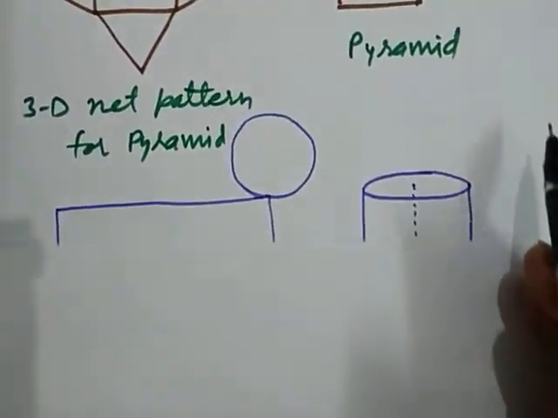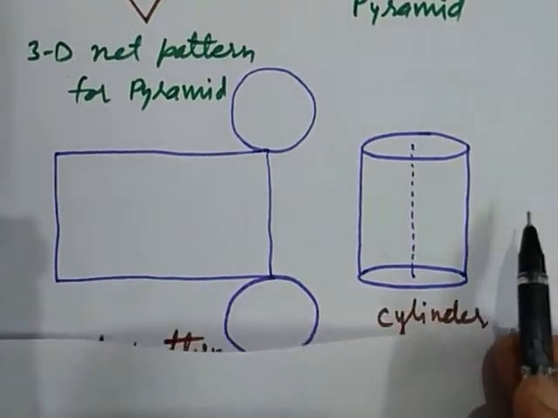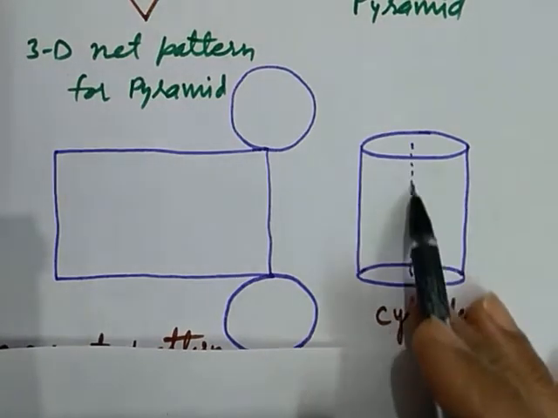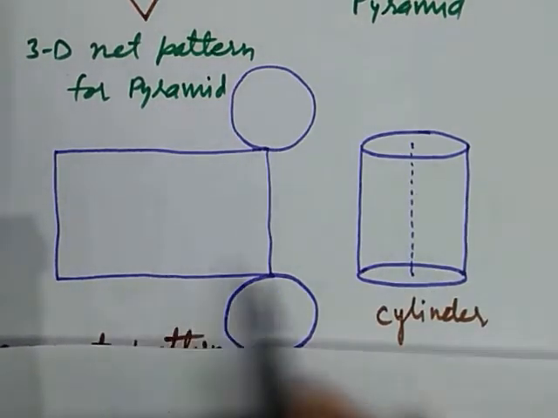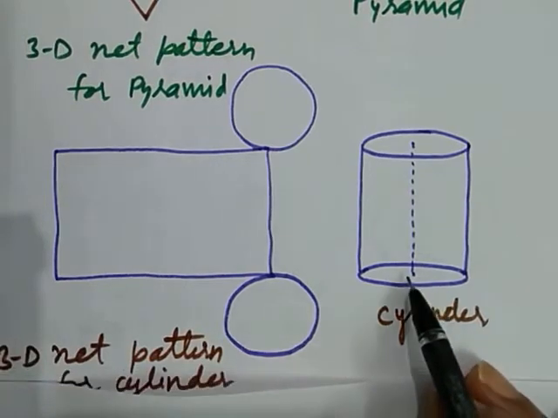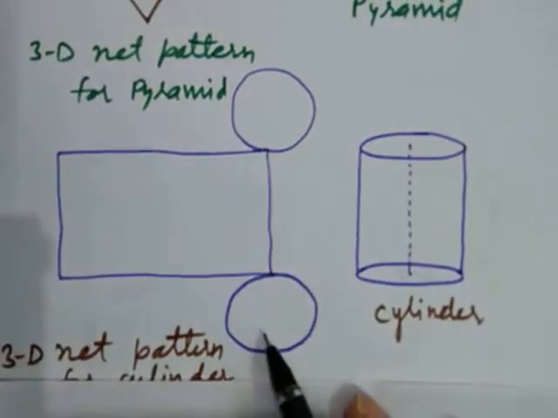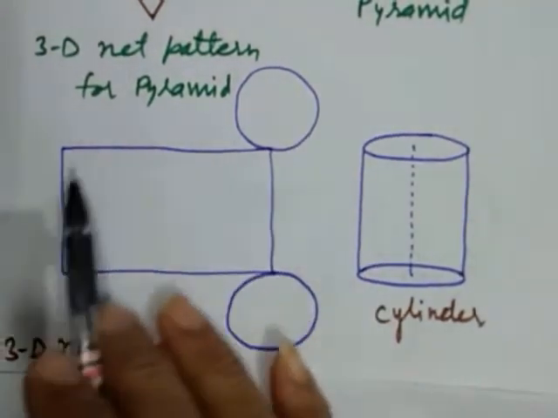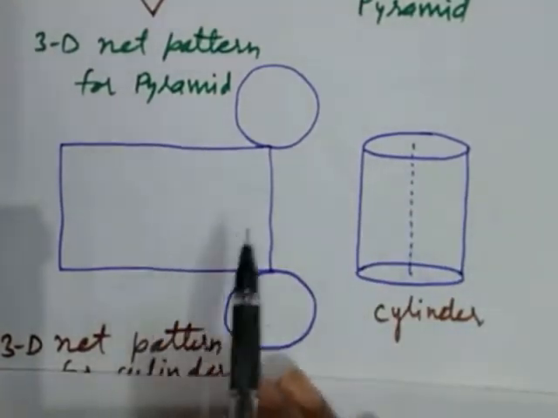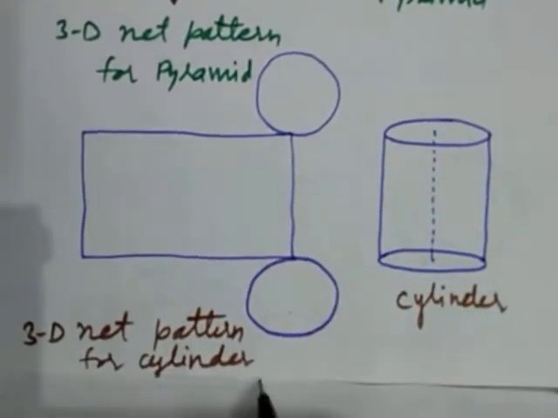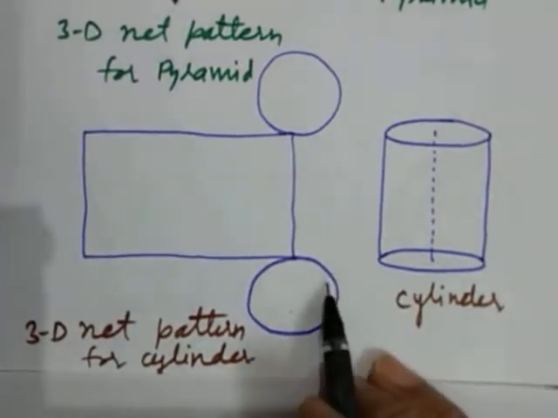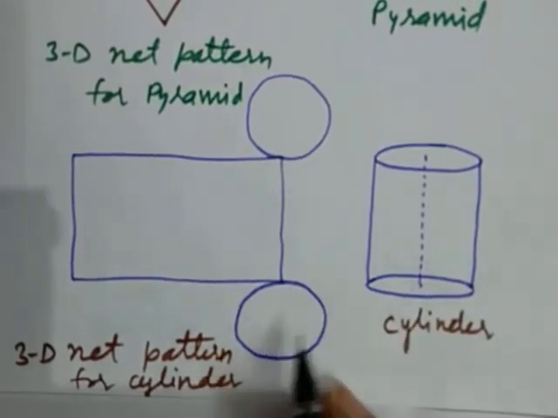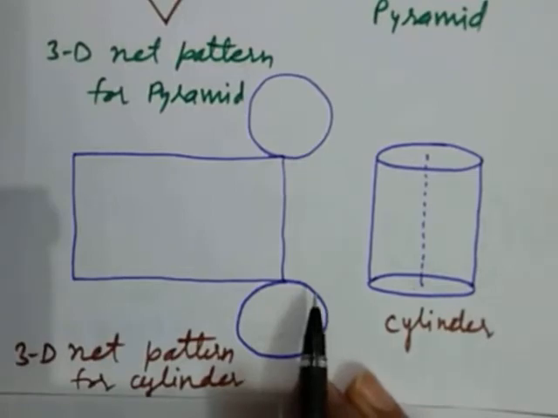Now we learn about a cylinder. This is a cylinder, a 3D shape. If we cut it from here and open it, then the bottom and top faces are circles, and this is the curved surface of the cylinder. So this is the 3D net pattern for a cylinder. Okay, so you may have used these to make 3D shapes.